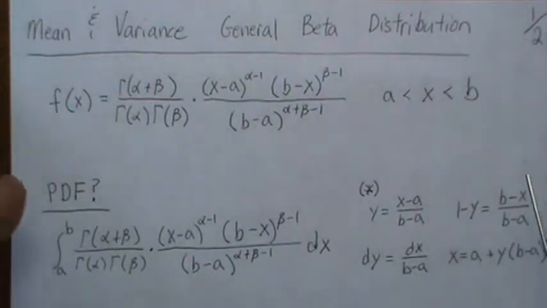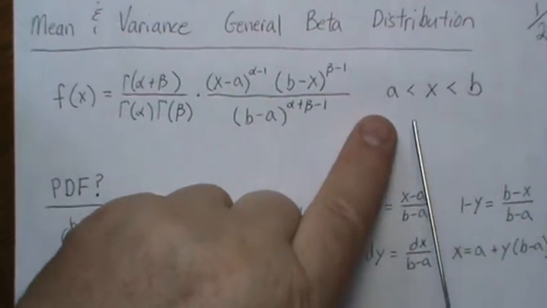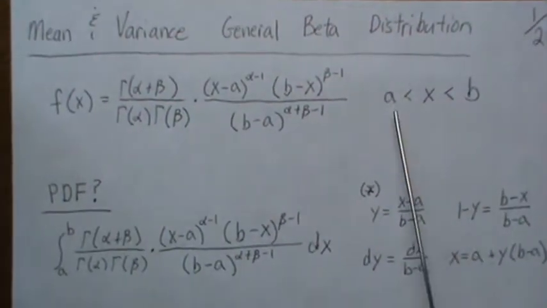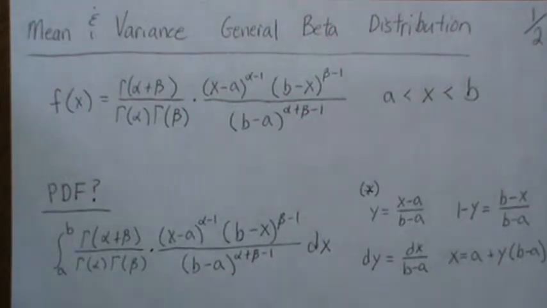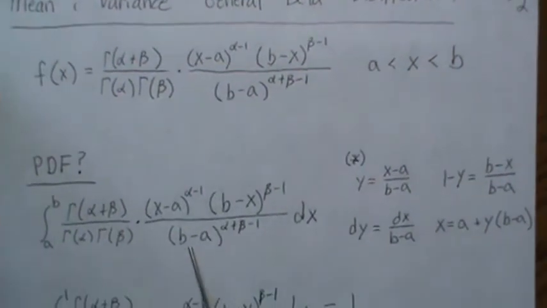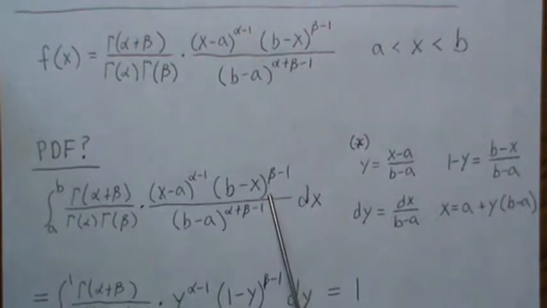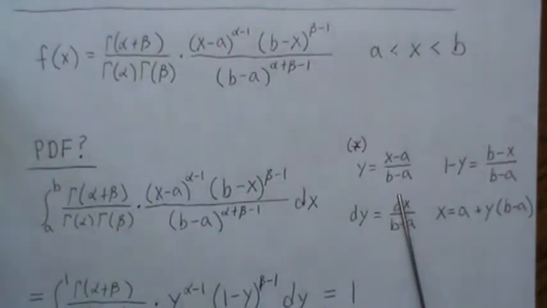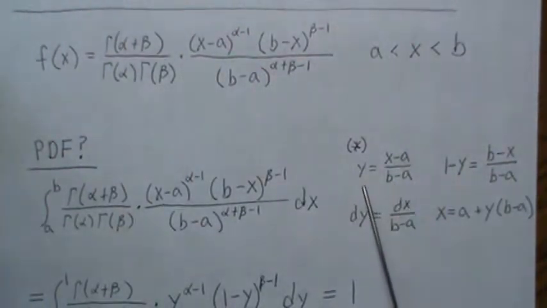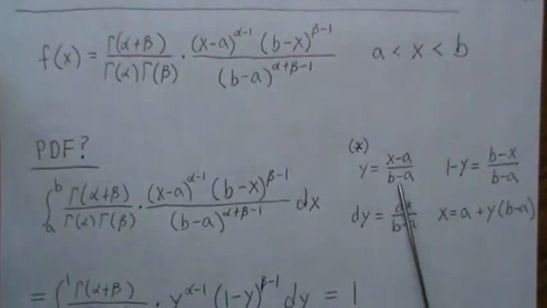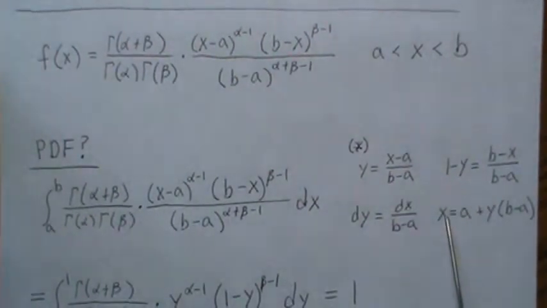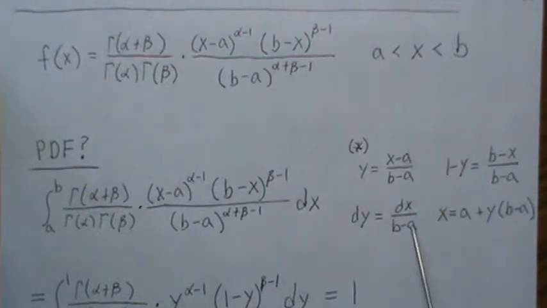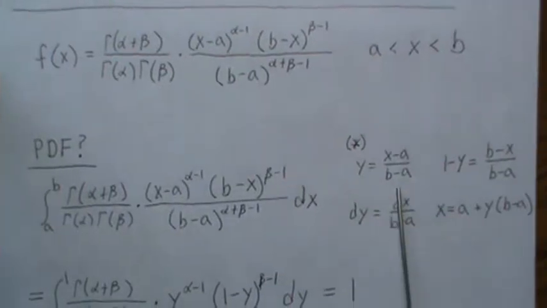This is more like just a regular beta distribution that's been extended from a to b instead of 0 to 1. So first let's prove that it is a PDF, and so we want to integrate it over all possible values. And here's our substitution. y is equal to x minus a over b minus a. The derivative becomes this. We can back solve for x, which would be this piece. And we can also solve it for 1 minus y.